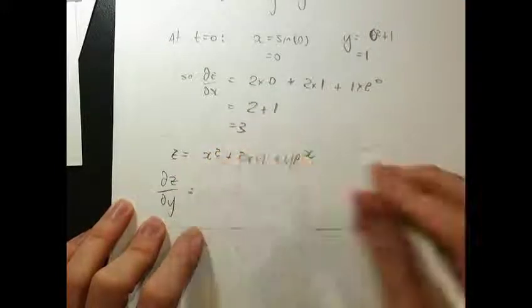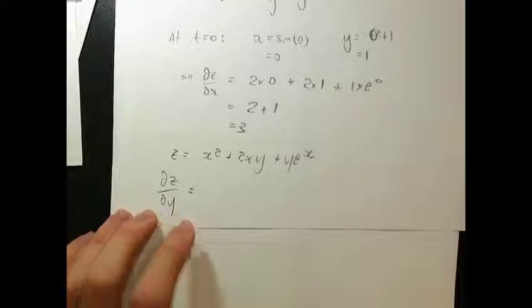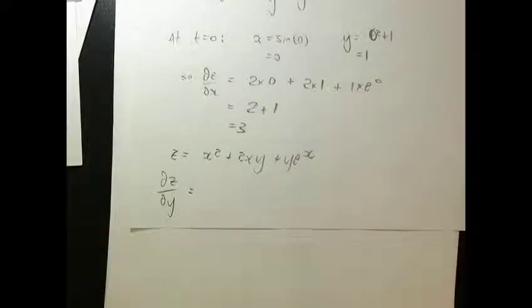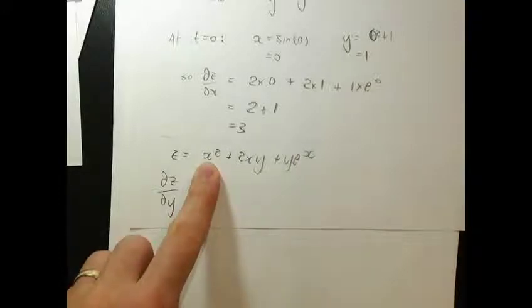So now I need dz on dy. So let's think. Because it's dy, the x counts as a constant. Right, x squared does not involve a y at all, so this counts as a constant, so when I differentiate it, it will disappear.